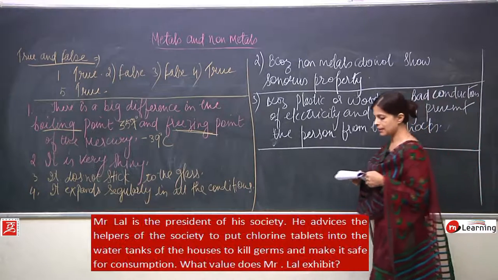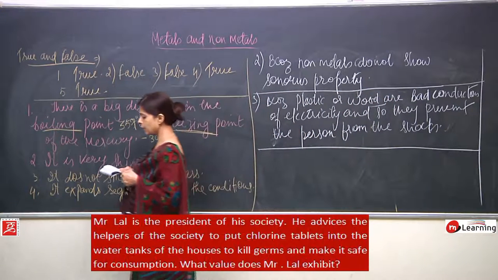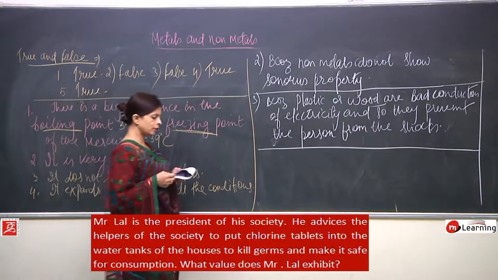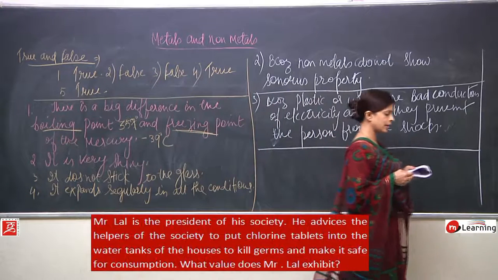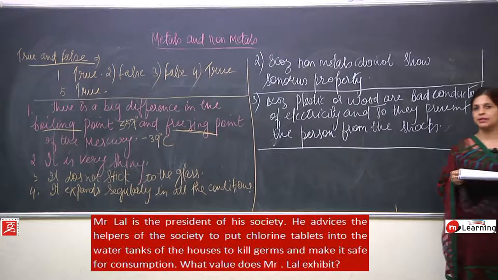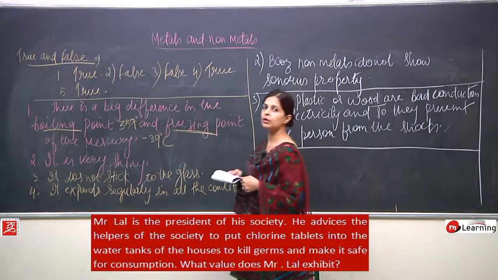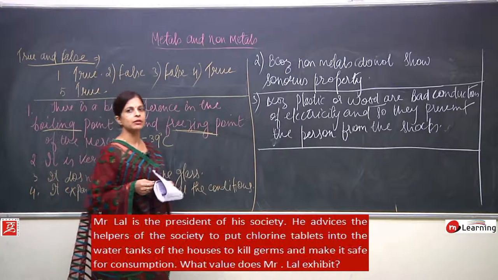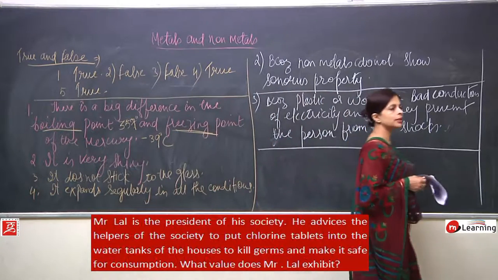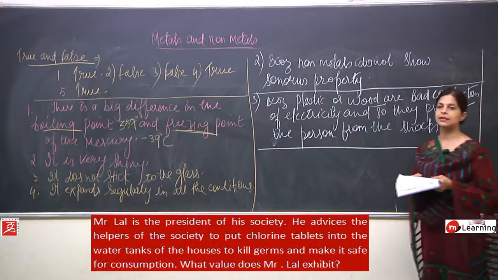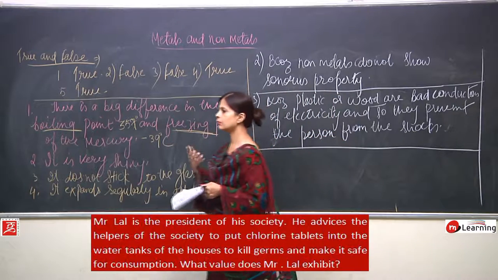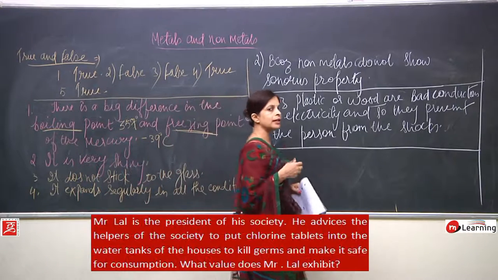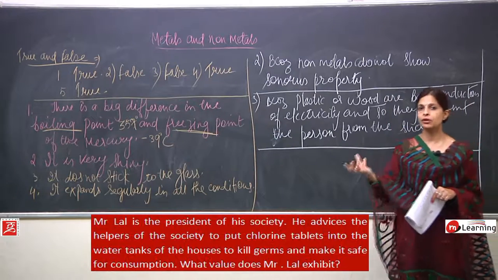Once again I am reading it. Mr. Lal is the president of his society. He advises the helpers of the society to put chlorine tablets into the water tanks of the houses to kill germs and make it safe for consumption. What value does Mr. Lal exhibit? Now this is a value based question, so we have to talk a little bit about values. Our Honorable Prime Minister Mr. Modi is also giving a lot of importance to cleanliness, hygiene. So what is the quality which can be seen? Mr. Lal is worried about the society, that means he cares for the society.